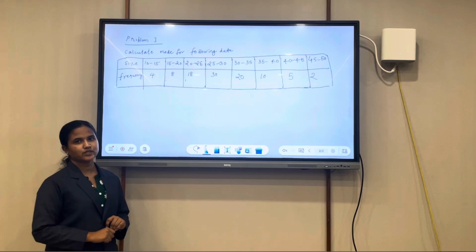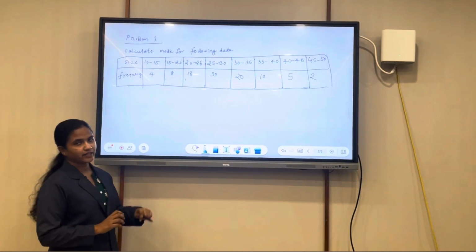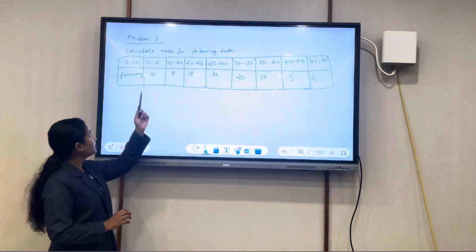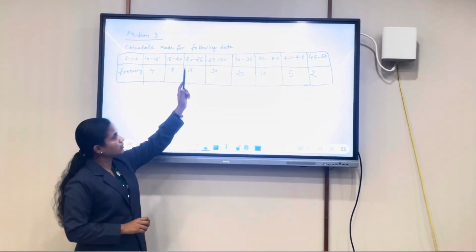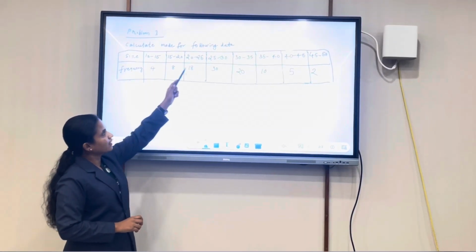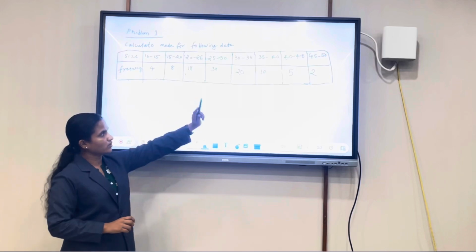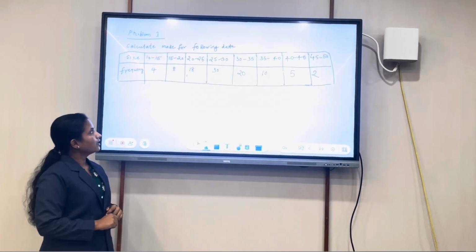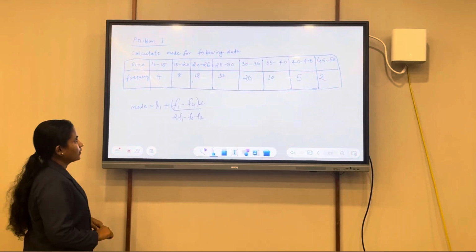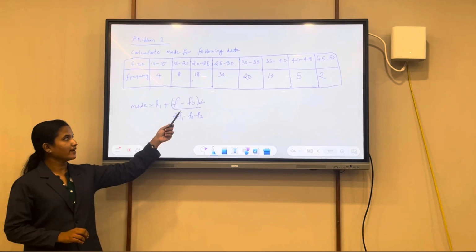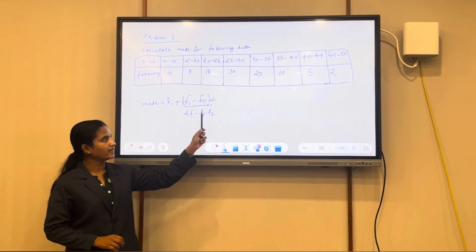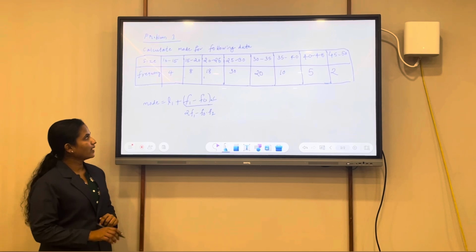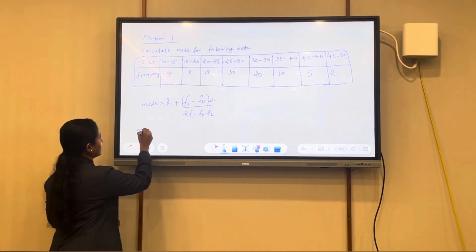Next we are going to solve a problem based on continuous distribution. The problem given: calculate mode for the following data, sizes are given and frequencies are also given. So what is the equation of mode? Mode is equal to L1 plus (F1 minus F0) into C divided by (2F1 minus F0 minus F2). So first we have to find out modal class.